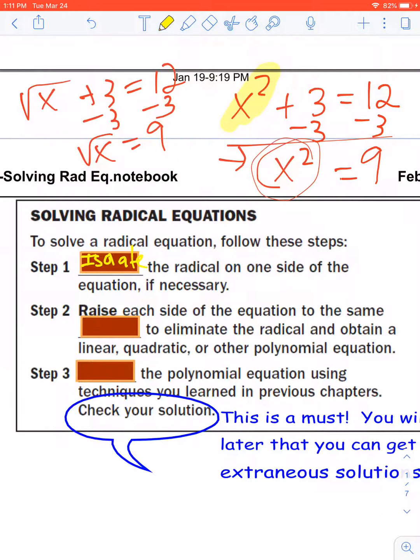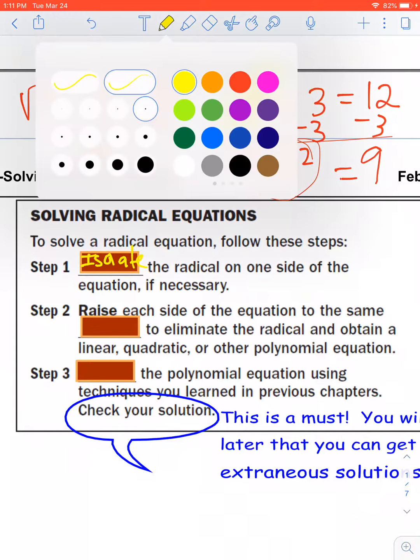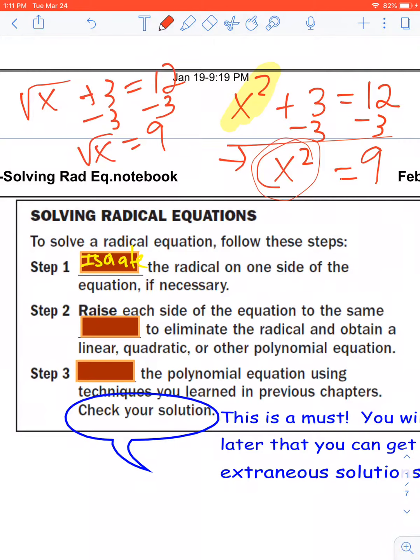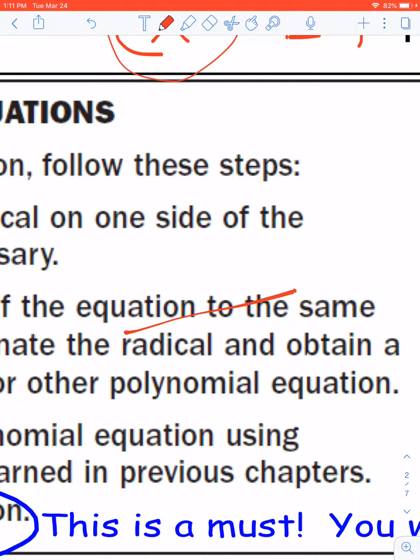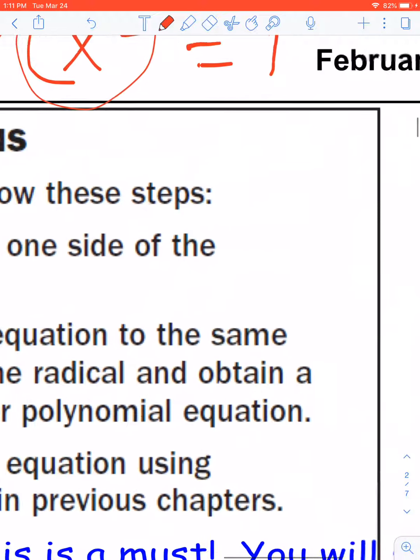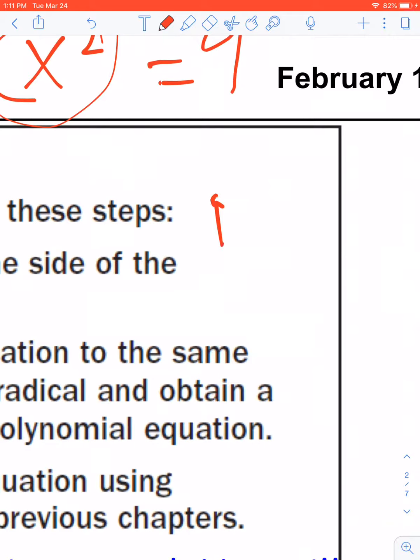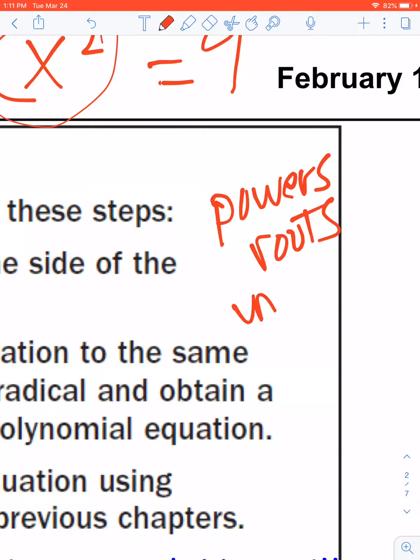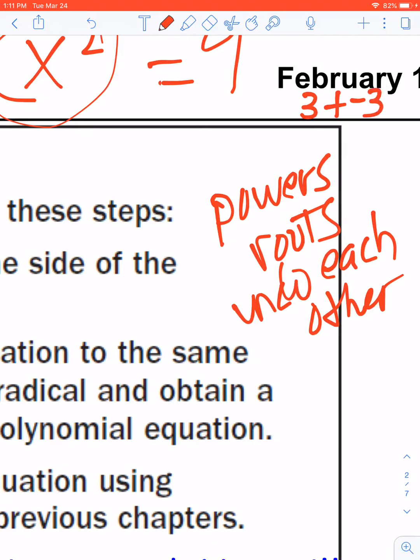Step 2, you have to remember the following. This is a big concept. Again, bear with me. Patience, patience, patience. All right, powers and roots, they undo each other. They undo each other just like 3 plus a negative 3 cancels. Just like if I take 4 divided by 4 and they cancel. Powers and roots undo each other.